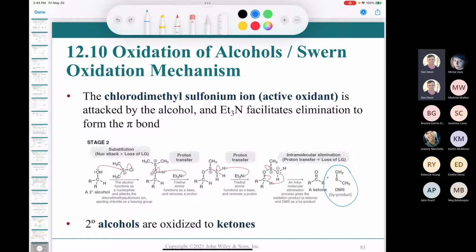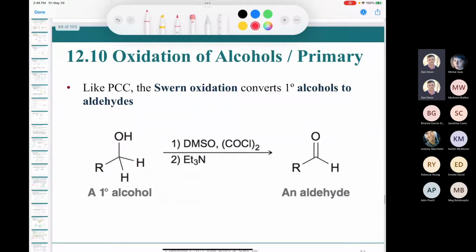Not only will a Swern oxidize a primary alcohol to an aldehyde, it will oxidize a secondary alcohol to a ketone. So the Swern will take a primary alcohol and convert it to an aldehyde, and it'll take a secondary alcohol and convert it to a ketone. Like PCC, the Swern oxidation will convert that primary alcohol to an aldehyde, and again, the secondary alcohol to a ketone. Very useful chemistry.